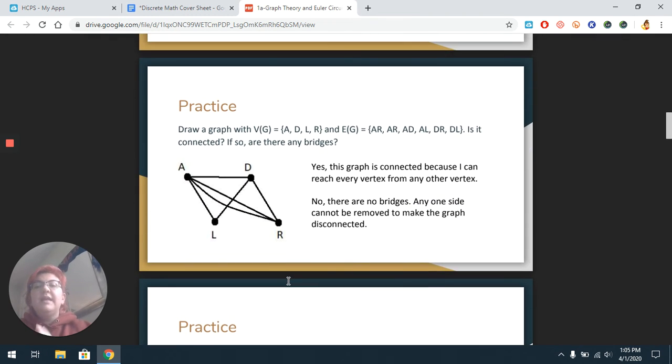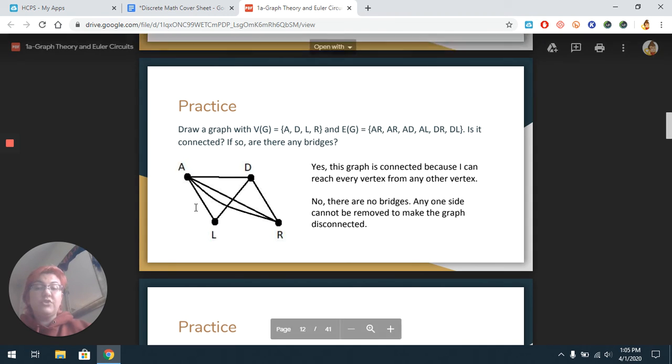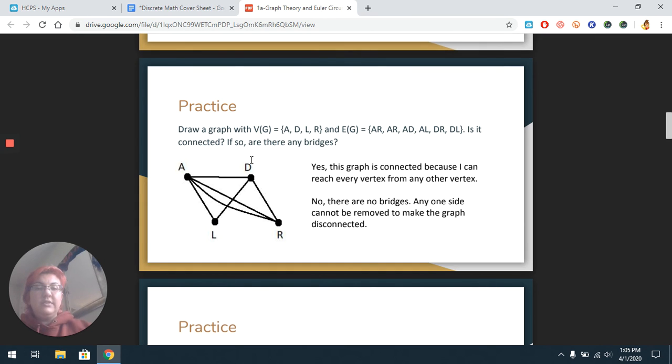All right, now here you were given the instruction to draw a graph, and you were given 4 vertices, A, D, L, R, and you were given 6 edges. You were told to connect AR twice. You see we did that. Then draw AD, AL, DR, and DL. Now see, this is a connected graph, right? Nothing's floating off by itself. And I don't see any bridges. There's no one side that if I removed it, the graph would become disconnected.